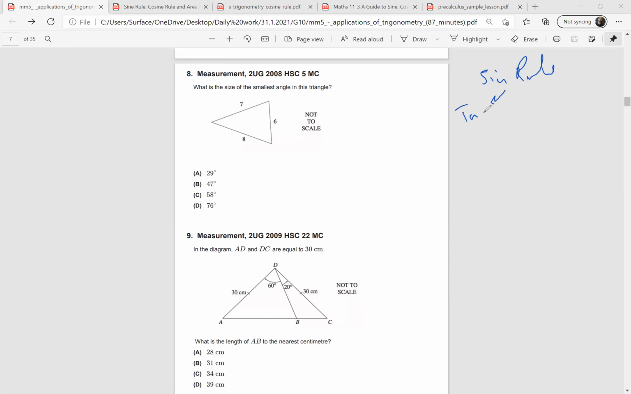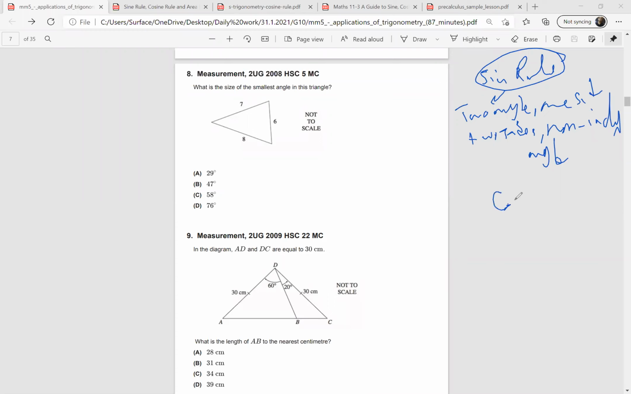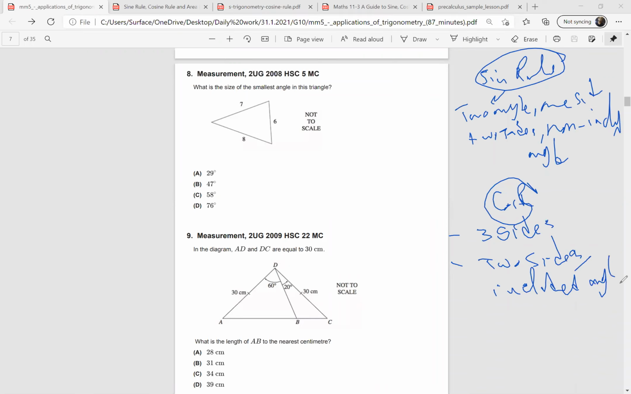If you have two angles and one side, or if you have two sides and a non-included angle. Okay, so you can use a sine rule if you have two angles and one side, or two sides and a non-included angle. And cosine rule if you have three sides or two sides and the included angle. Two sides and included angle. It's okay.